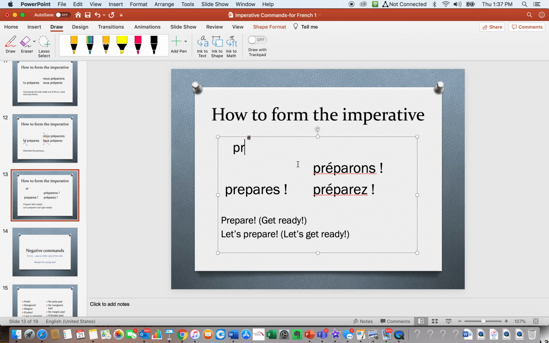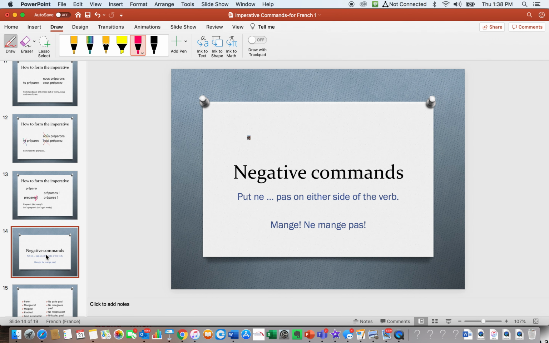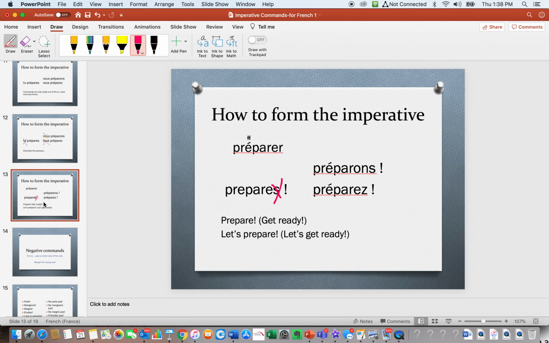Let me type it up here. Préparer is an ER verb. It ends in ER. So guess what? On that tu form, I don't have the heart to just, I'm going to have to draw an X through it. We're going to lose the S, okay? So it's going to look like that. Prépare without an S. Préparons, préparez.